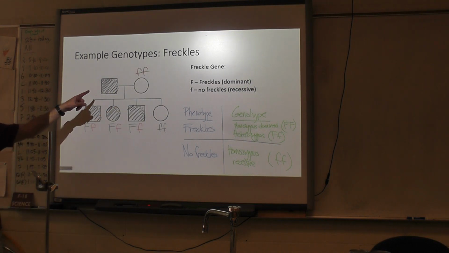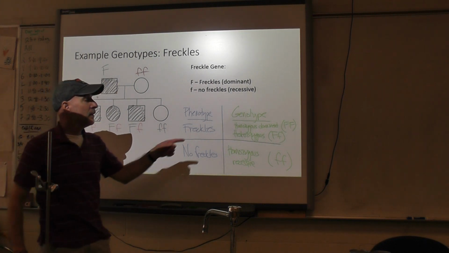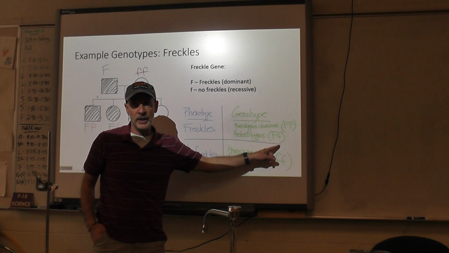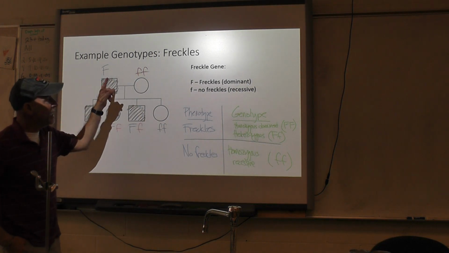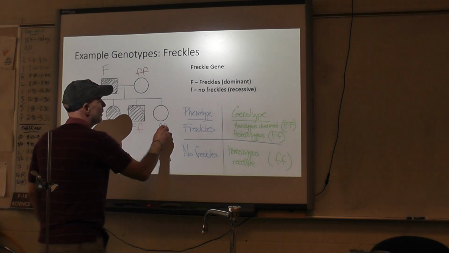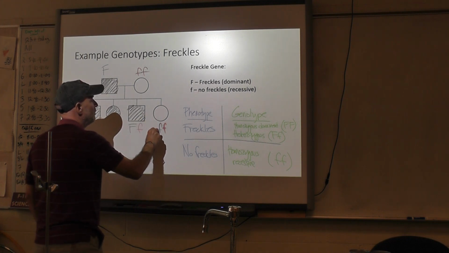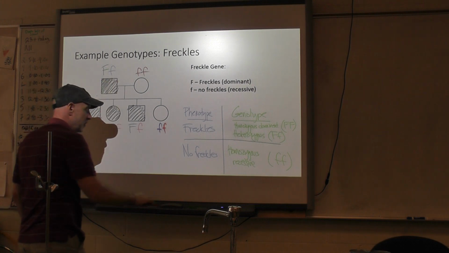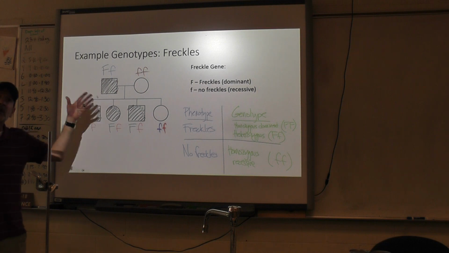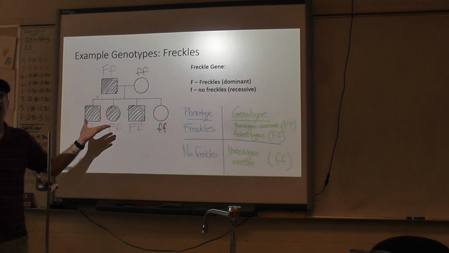The father has to have at least 1 dominant allele, but the father could be homozygous dominant with 2 dominant alleles, or heterozygous with 1 dominant and 1 recessive allele. But we know that the student got 2 recessive alleles. She got one from her mother, and she had to have gotten the other one from her father, which means we know that the father's genotype must be heterozygous as well. Sometimes you can figure it out, sometimes you don't have enough information. Sometimes you can't tell. They might be heterozygous, they might be homozygous dominant, you can't tell.